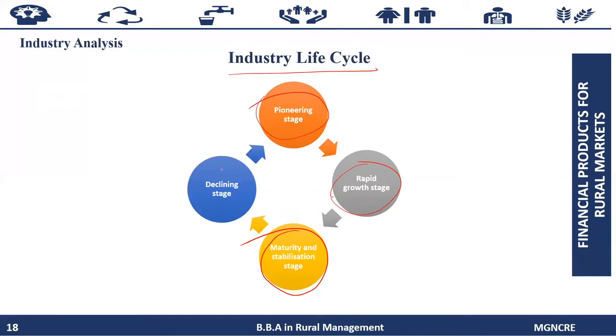Then the declining stage. In this stage, the demand for the particular product as well as the earnings of companies decline, and when there is a change in technology and consumer preference, then the industry reaches this stage.